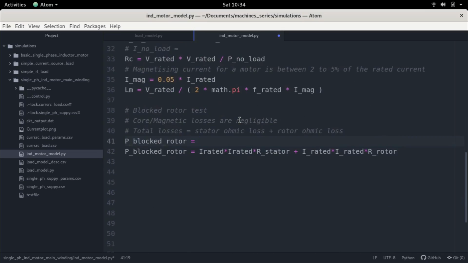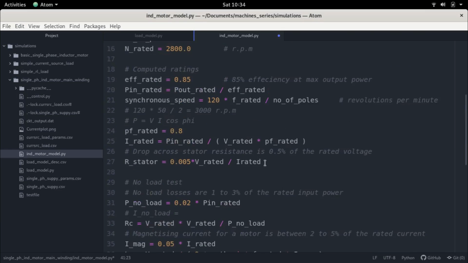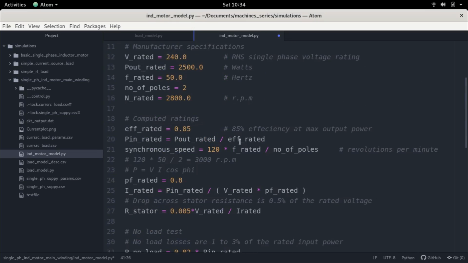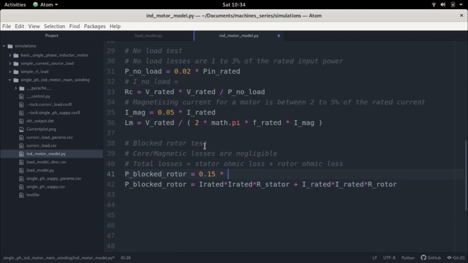If you're choosing a really lossy machine, you can choose even up to 20%, right? 20-25%. More than that, there's something really wrong with the machine. So what I'm going to do, I'm going to choose 0.15 because that's what I chose here. So I have 15% losses, and this is equal to, what was the value that I gave? P in rated, sorry. So this is P in rated.